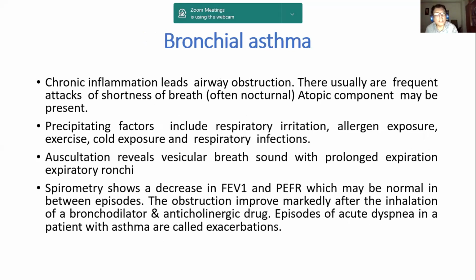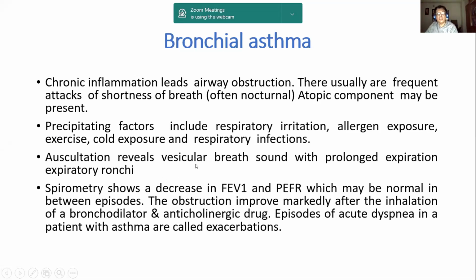Then we just recapitulate a few causes of respiratory origin. Asthma is a chronic inflammatory airway obstruction. There may be episodic shortness of breath, mainly nocturnal, which may be triggered by allergens, respiratory irritants like fumes, gases, exercise, cold, infection, other things.